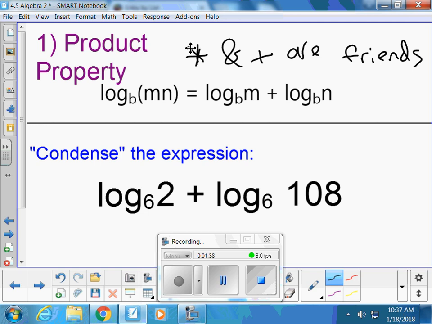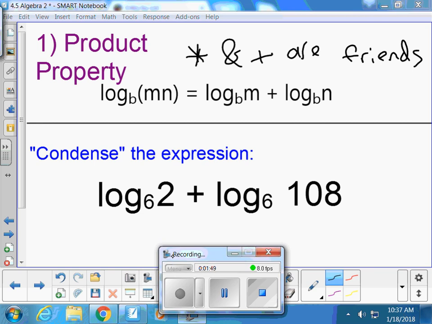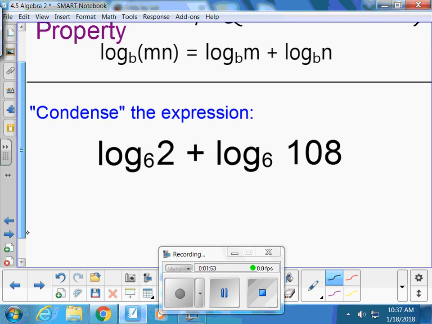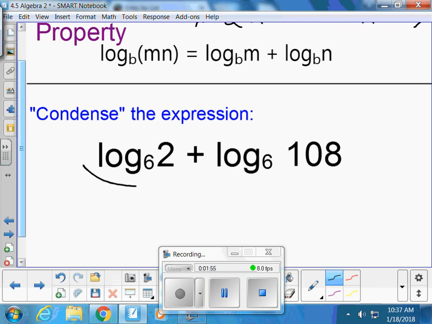No, there's no equal sign. What we have here is log base 6 of 2 plus log base 6 of 108. There's an awkward space there, but there's no equal sign. Let's go ahead and do that right now. We have two logarithms that we're going to try to condense down into a single logarithm.